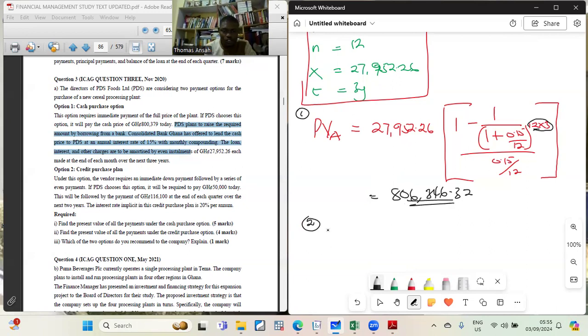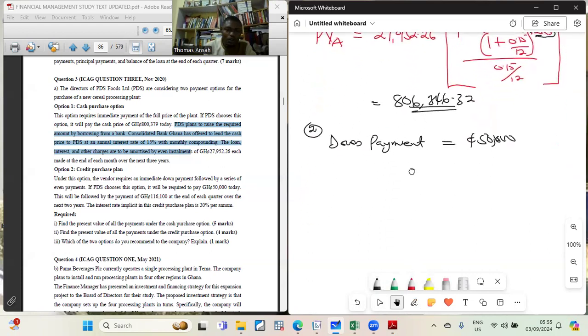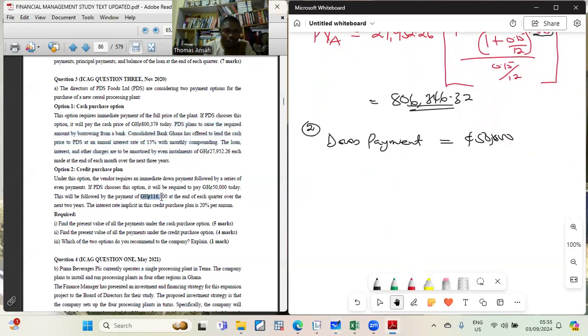Okay, then the second option. It says there's a down payment. That one is paid today. So the down payment, you are paying 50,000 down. Then not only that, you are going to pay 106 at the end of each quarter. But you should understand that it is still the present value because we know the money today.